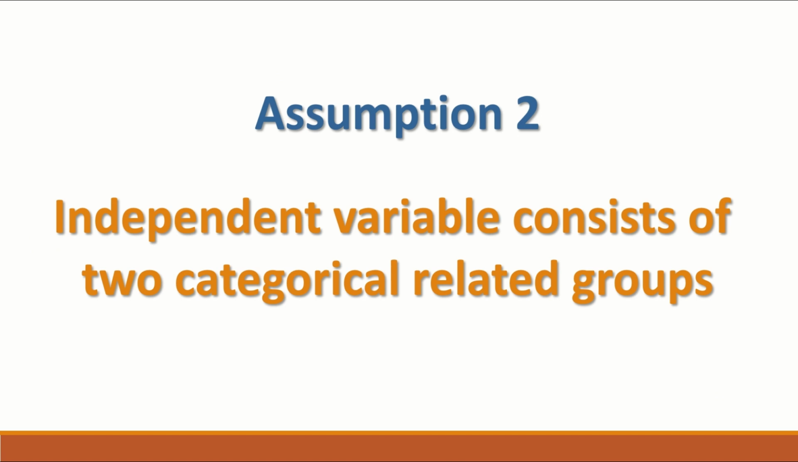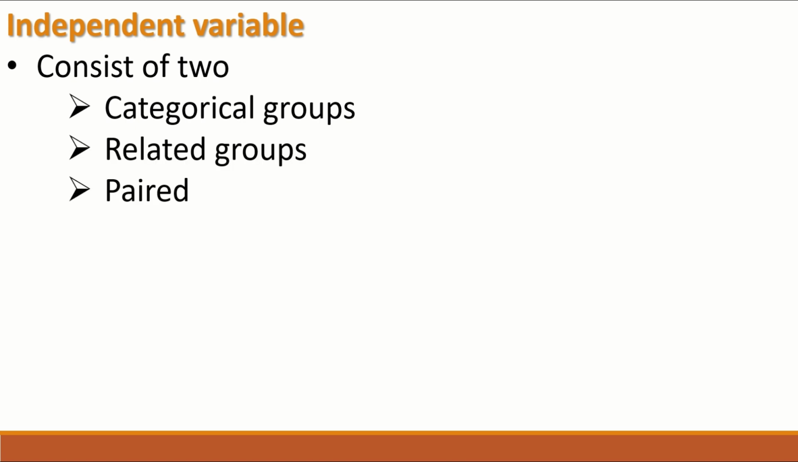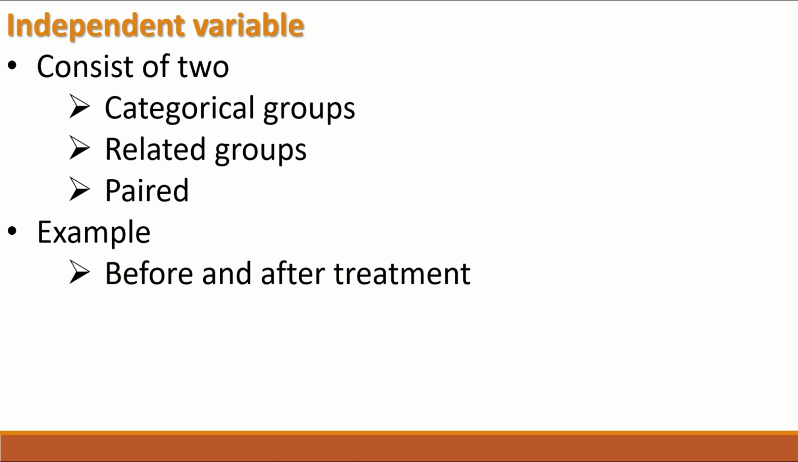The second assumption is that the independent variable should consist of two categorical related groups. So the independent variable consists of two categorical groups, two related groups, two paired groups. An example is to take an individual and make a measurement before and after the treatment. So the same individual participates before and after the treatment. So that is a paired sample.